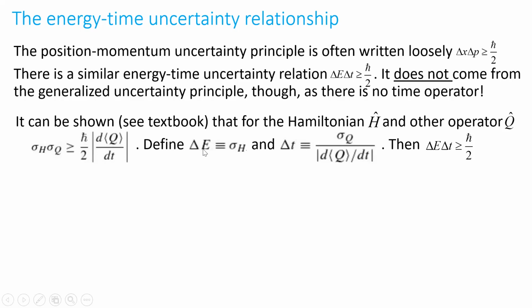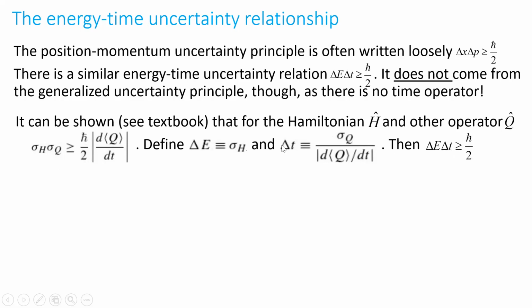So if we define delta E as the spread in energy, since the Hamiltonian H is the energy, we're defining delta E as the standard deviation, and we define delta t as the standard deviation of Q over the rate of change of the expectation value of Q. So if we plug in delta E for sigma H here, and then divide by the d expectation value of Q dt, then sigma Q over that dQ dt is delta t. So that would become delta E delta t is greater than or equal to what's left here, just h bar over 2. So we get that relationship, delta E delta t is greater than or equal to h bar over 2.